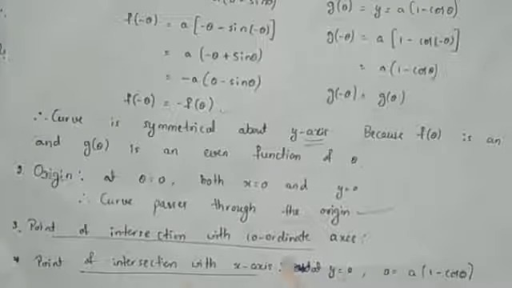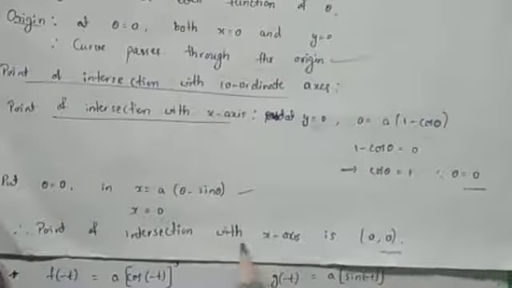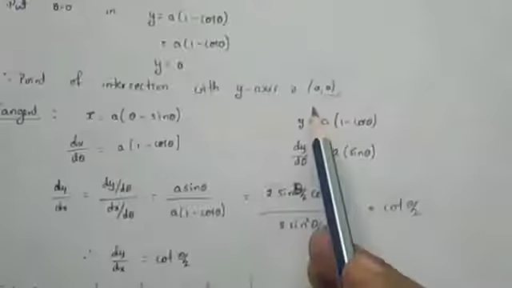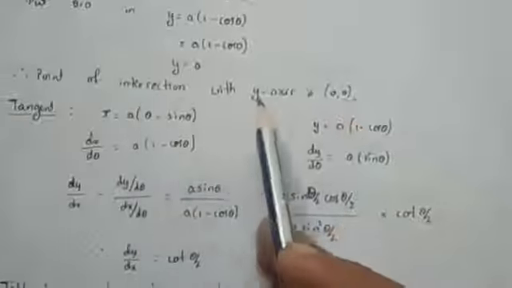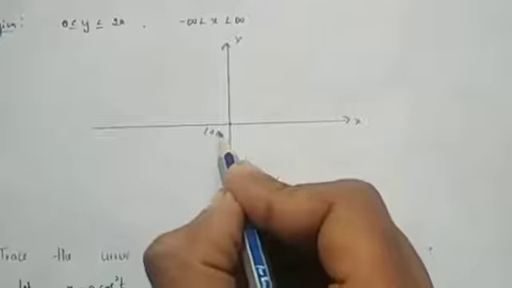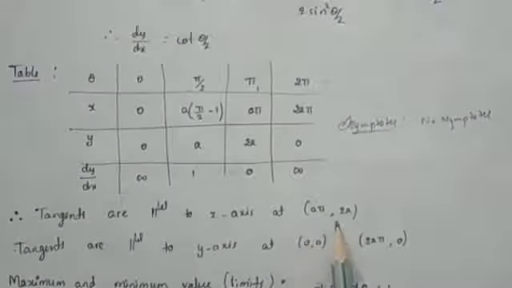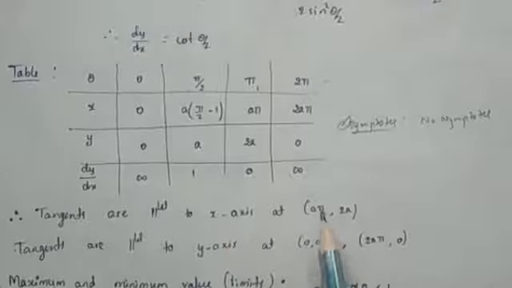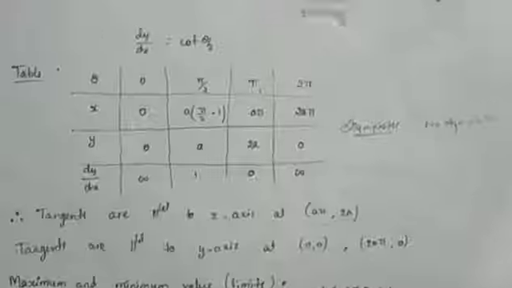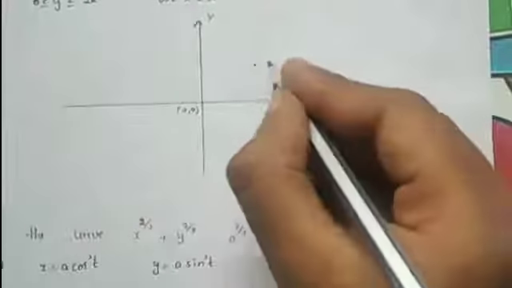The point of intersection: (0, 0) is the point of intersection with the x axis, and also (0, 0) is the point of intersection with the y axis. Next, at (aπ, 2a), the tangents are parallel to the x axis. At what point? The point is (aπ, 2a).